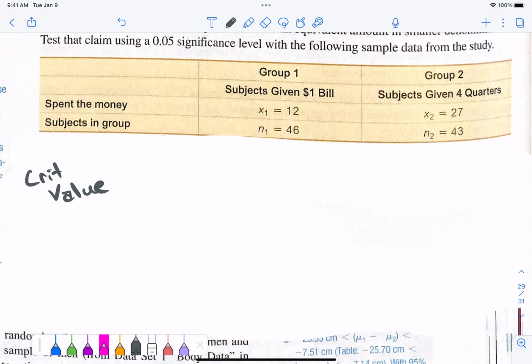So, the first thing that I want you to do for the critical value method, I want you to use this data to find P bar and find P hat 1 and P hat 2. Okay, do those real quick. Go. Find P bar, find P hat 1, find P hat 2.